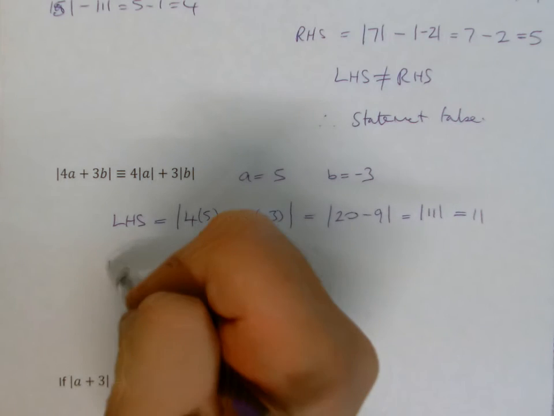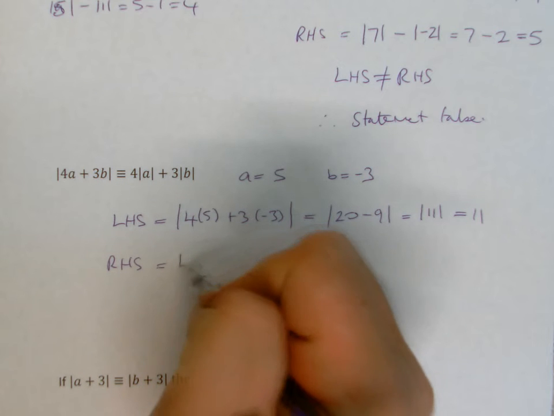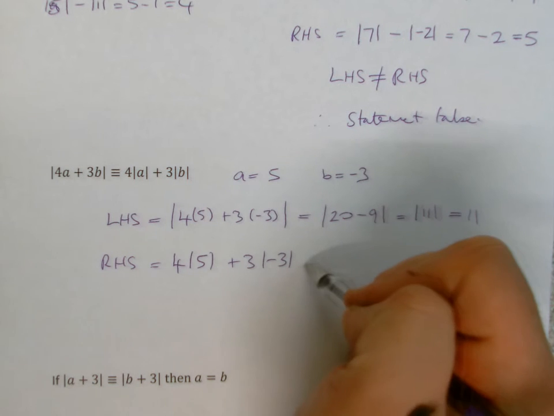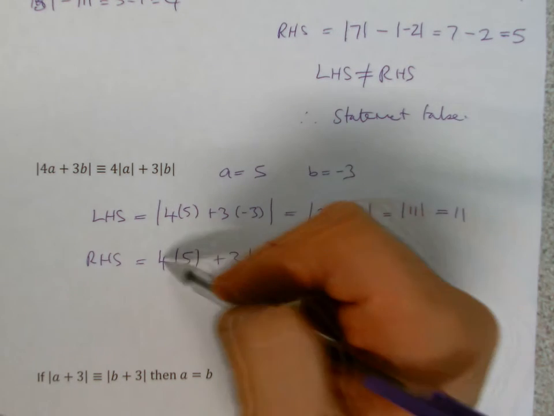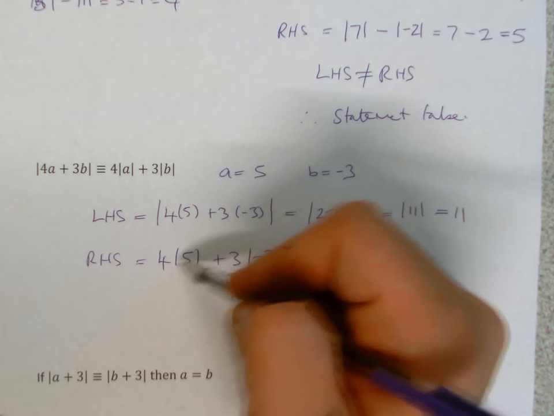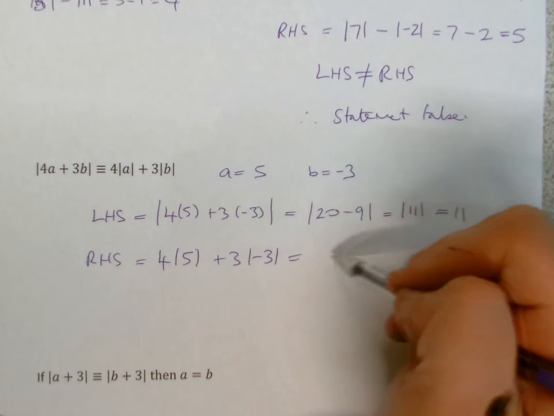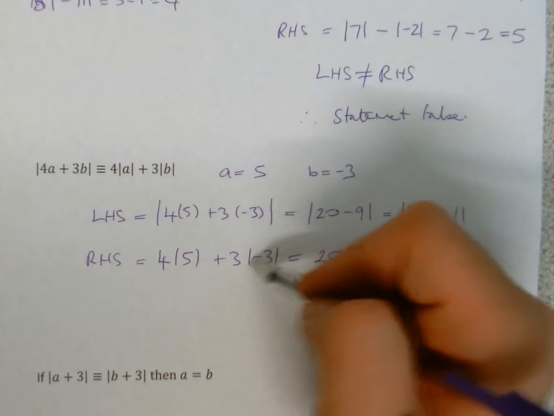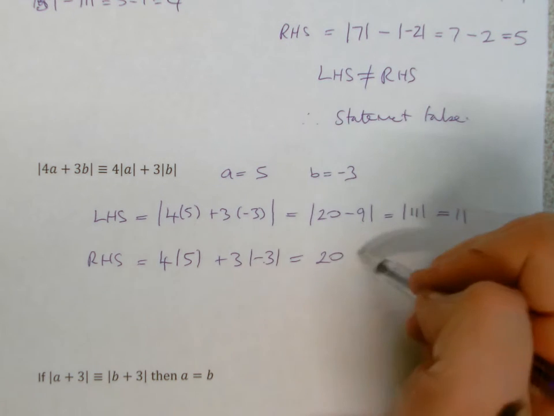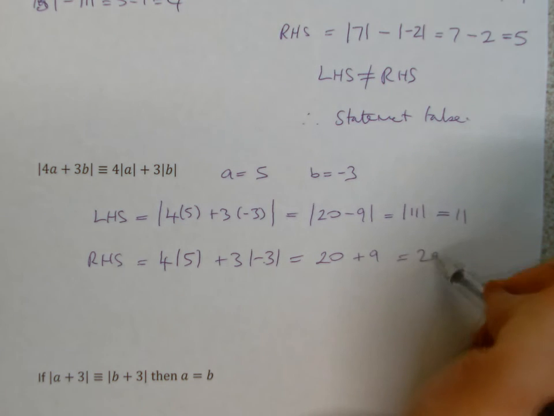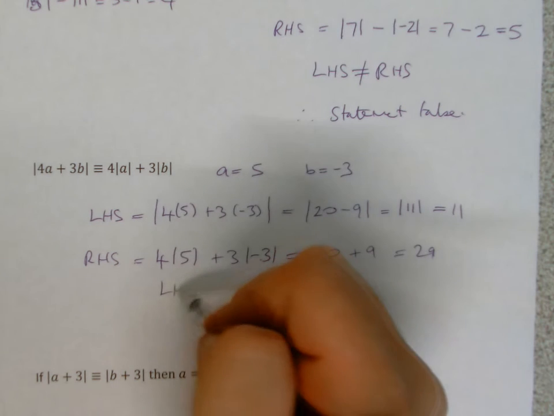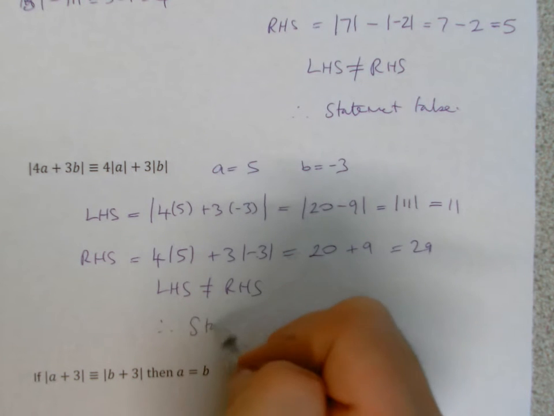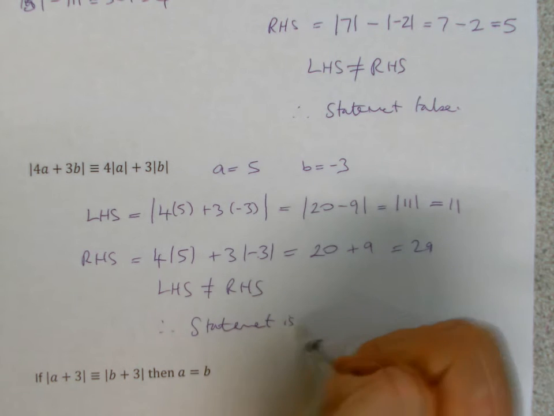Okay, the right hand side, 4 times the mod of 5 plus 3 times the mod of minus 3. Of course, 5 stays as 5 when you do the modulus of it. So 4 times 5 is 20. And then the mod of minus 3, of course, becomes positive 3. The mod makes it positive. So 3 times 3 is 9. So 20 plus 9 is 29. You can see they're not equal. Left hand side is not equal to right hand side. Therefore, it's important you say this: statement is false.